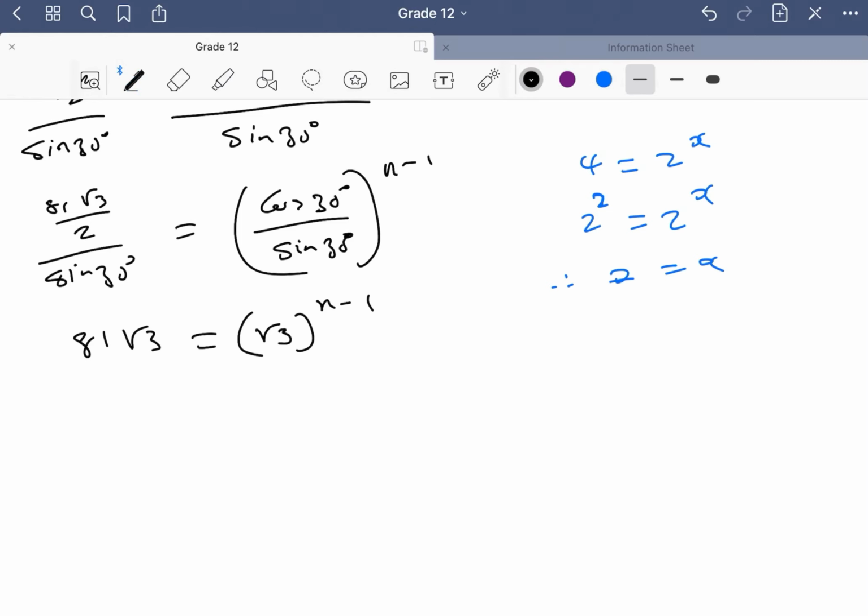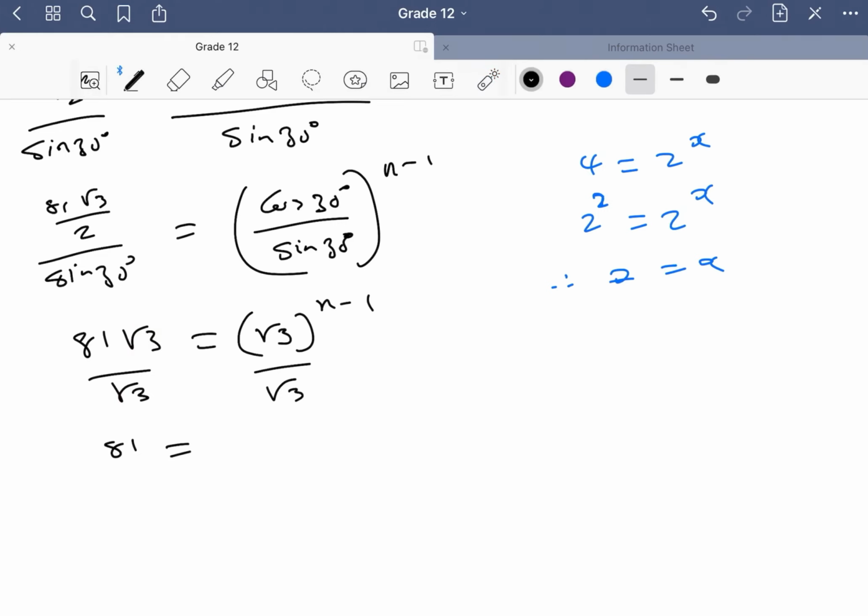So first thing first, I see there's root 3 and root 3 there. I see I can do something with this before I jump into this. So what I'm thinking to do here is divide by root 3 on both sides. So you have 81 is equal to, because root 3 over root 3 is 1.